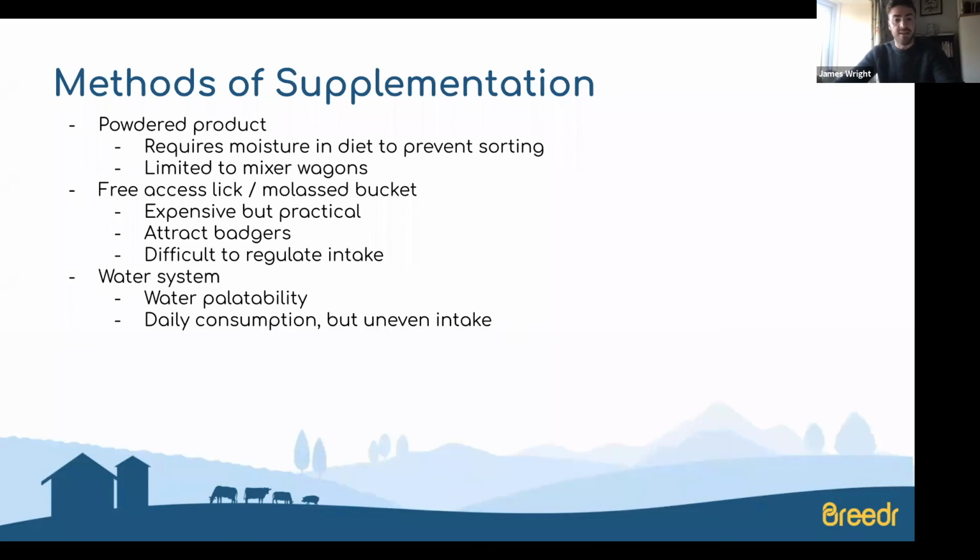And again, yes, you're guaranteed they're going to consume water within the duration of the day, but you don't know that level of intake. Are they consistently just sipping every day, or are they having great big gulpfuls? And if they're having great big gulpfuls, then again, they're getting a large intake of those minerals in one hit, which is not ideal.